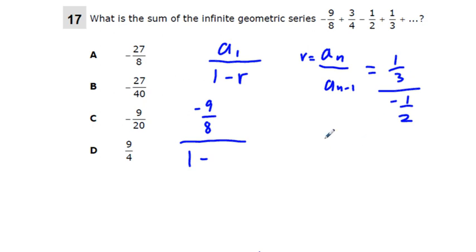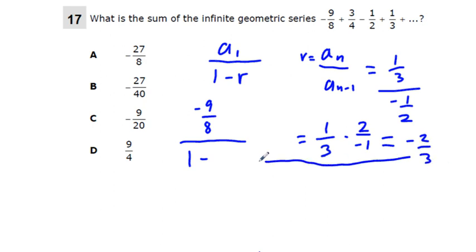Well, for that, dividing by a fraction is the same as multiplying by the reciprocal. So we can take 1/3 instead and multiply it by 2 over negative 1. And once we cross out and simplify and everything, we're going to get negative 2/3. So our r value is going to be negative 2/3. So I'm going to put minus negative 2/3. And now we have a formula we can use to find our exact sum of an infinite geometric series.